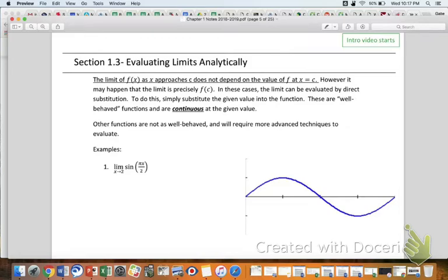We're going to find some other functions that are not so well behaved. But let's start off with a well behaved function here. So let's take a look at our first example. The first example says, let's find the limit as x approaches 2 of sine of pi x over 2. I've drawn the graph over here of that function, y equals sine of pi x over 2.